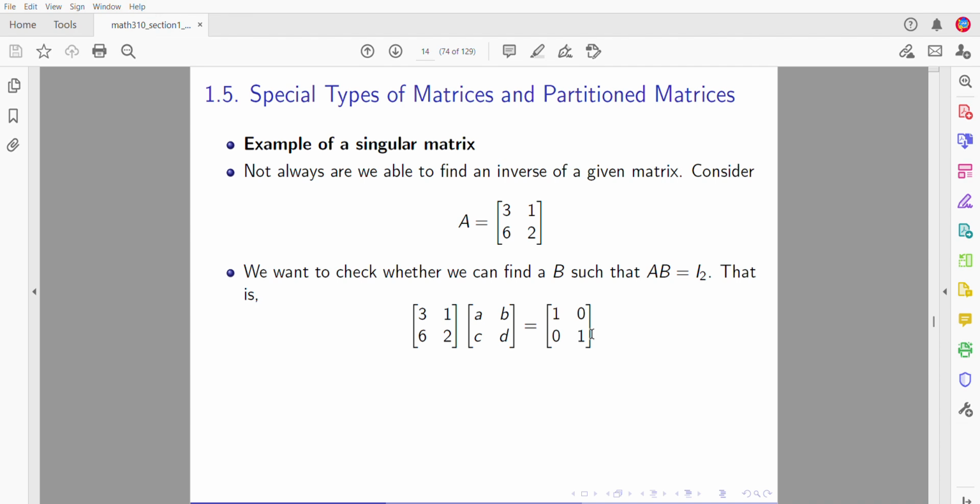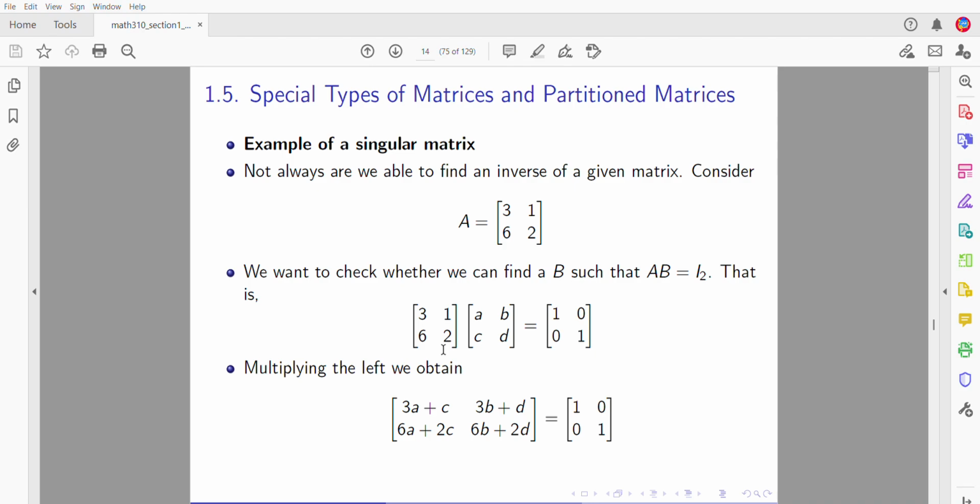Well, this gives us equations. First let's multiply it out. Row 1, column 1: 3a plus 1c, that's the 1, 1 entry. Row 1, column 2: 3b plus 1d, the 1, 2 entry. Row 2, column 1: 6a plus 2c, the 2, 1 entry. Row 2, column 2: 6b plus 2d, that's the 2, 2 entry. This matrix has to be equal to [1, 0; 0, 1]. So that gets us 4 equations. Okay, let's write down the equations.